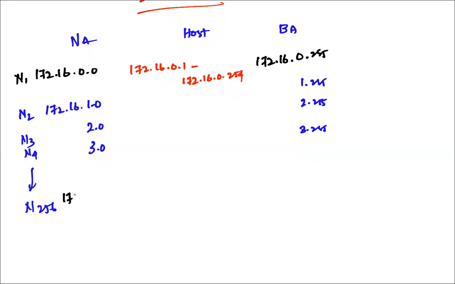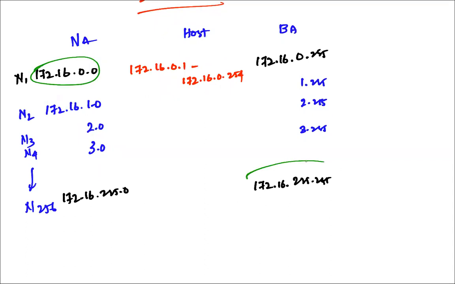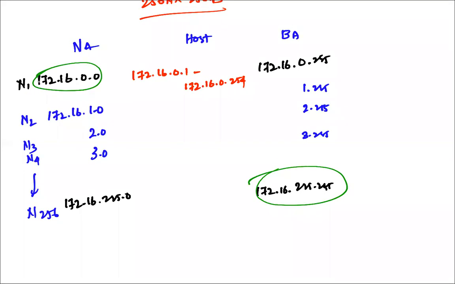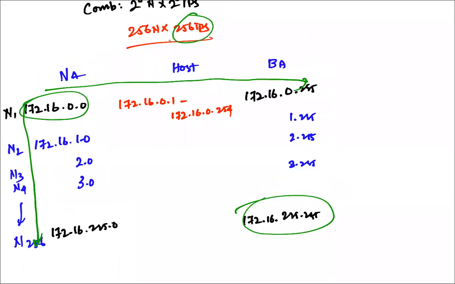So what is network number 256? 172.16.255.0, and what is the broadcast IP? 172.16.255.255. The same story: we started with 0.0 and ended with 255.255. How many networks did we get? 256 networks. How many IPs do we have in each network? That is also 256. Okay, clear, correct?